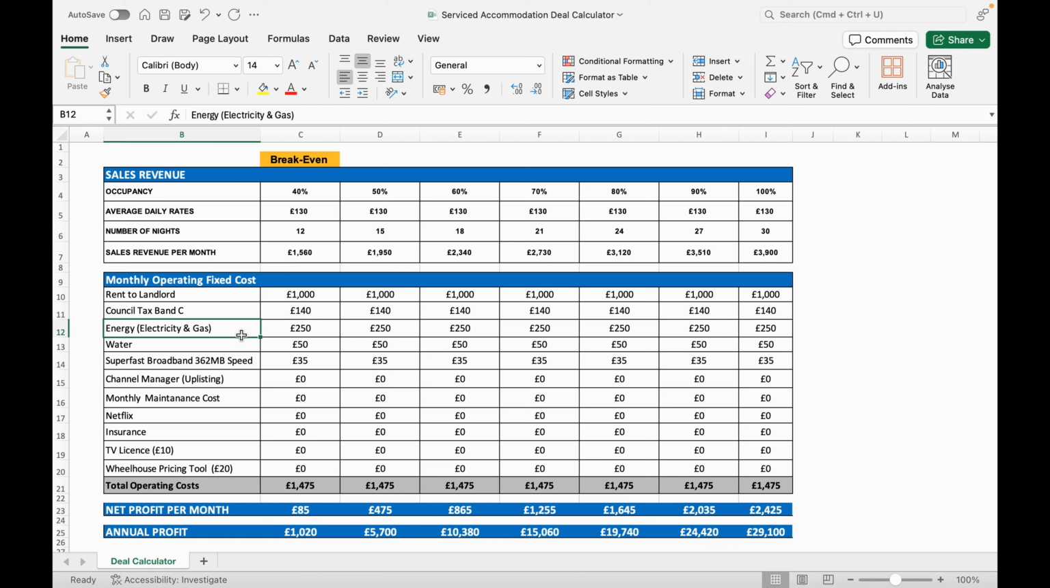Then for energy, which is electricity and gas, we pay 250 because energy bills went up. Water, £50. Broadband, we use super fast broadband. We pay £35 a month.